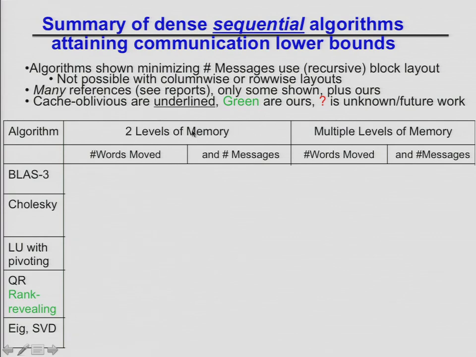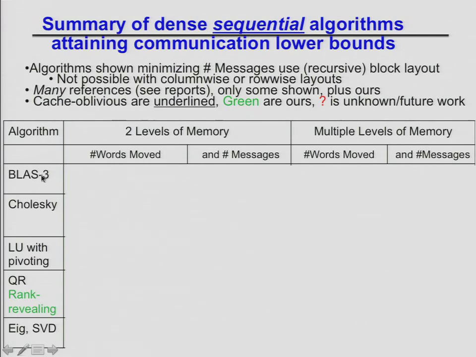I'm going to distinguish between the case when we just have two levels of memory, so DRAM and cache, say, or disk and DRAM, and whether we can have an algorithm that hits the lower bound for the number of words moved, and whether it also minimizes the latency cost, the number of messages, because some algorithms will only minimize one and not the other. LAPACK, I showed you one example of that. Then I'll try to say, what about algorithms that work for any number of levels of memory hierarchy, L1, L2, L3? Are there algorithms that minimize the number of words moved and the number of messages?